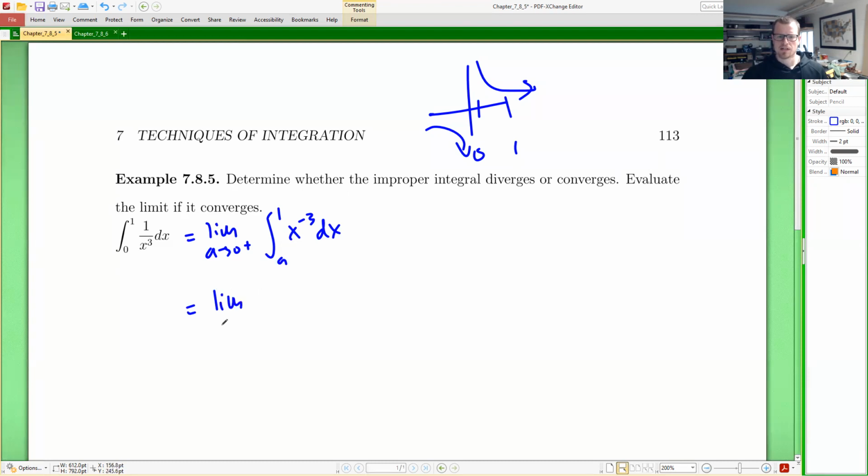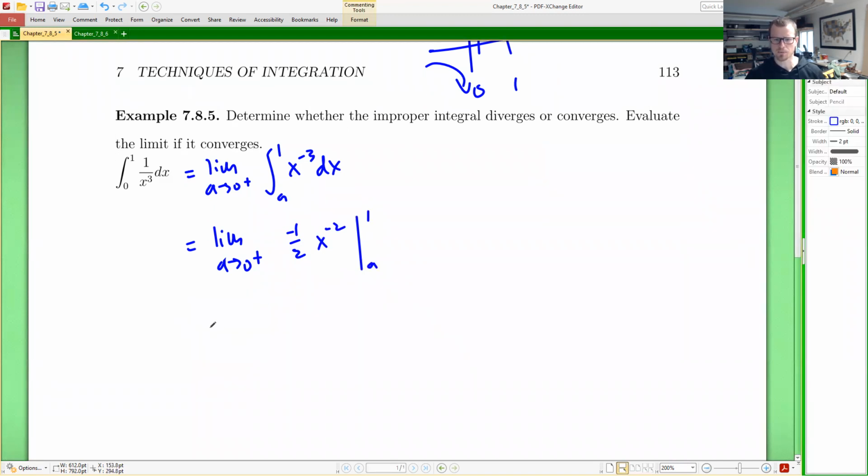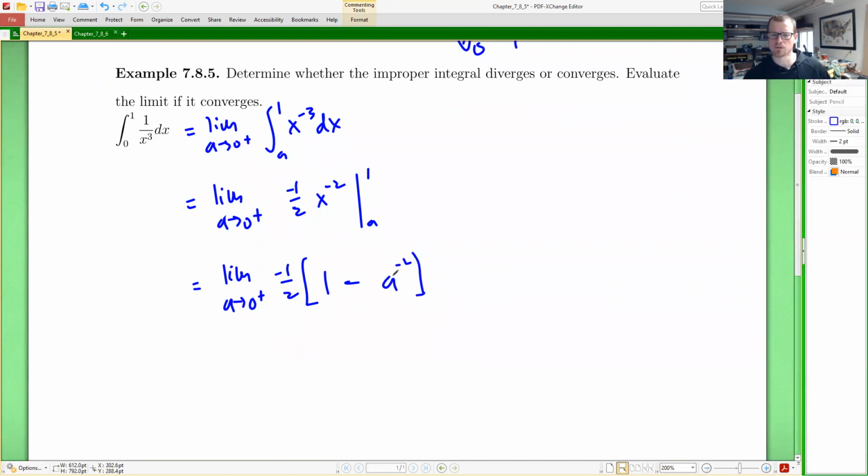So this is the limit as a approaches 0 from the right, and the integral of x to the negative third is going to be negative 1 over 2 x to the negative second power, and then evaluate from a to 1. So here what happens is this is equal to the limit as a goes to 0 from the positive side. I'm just going to write that negative 1/2 out front. When I plug in 1 to the negative second power is just 1, and then I get minus a to the negative second power. But you should look carefully when we go to 0.